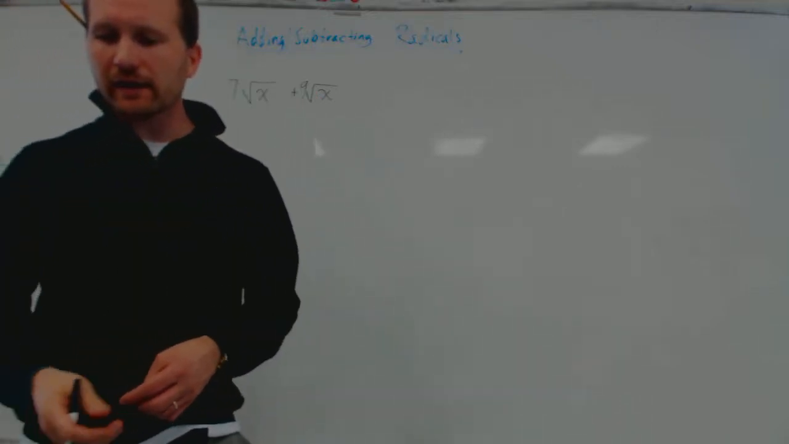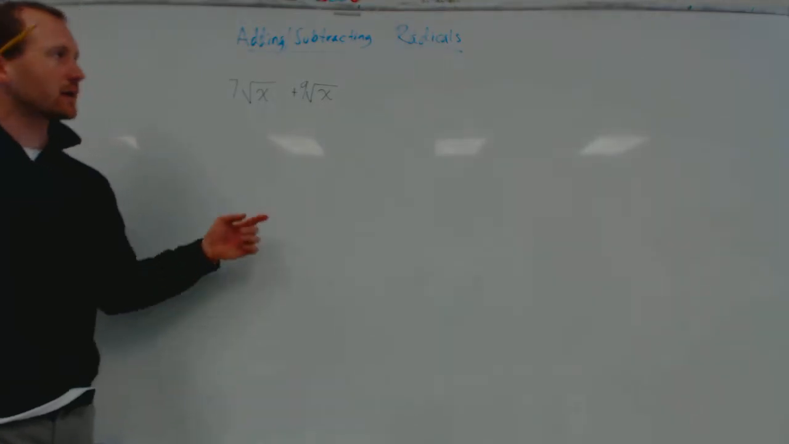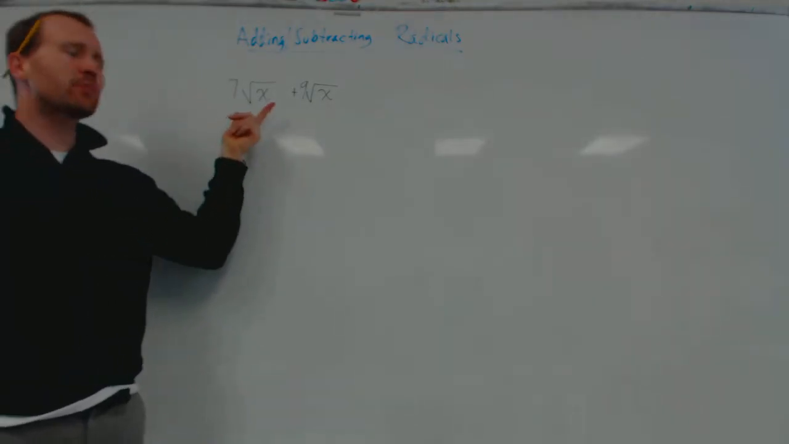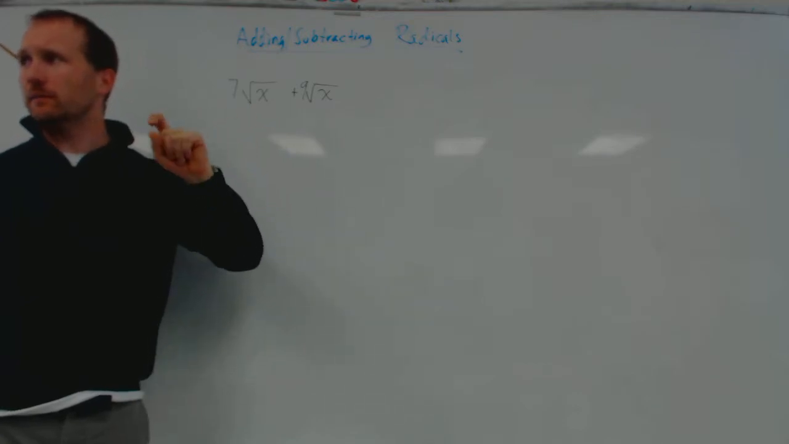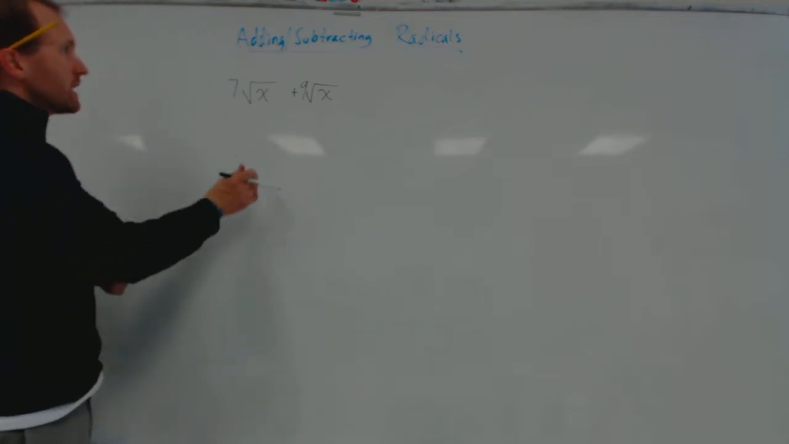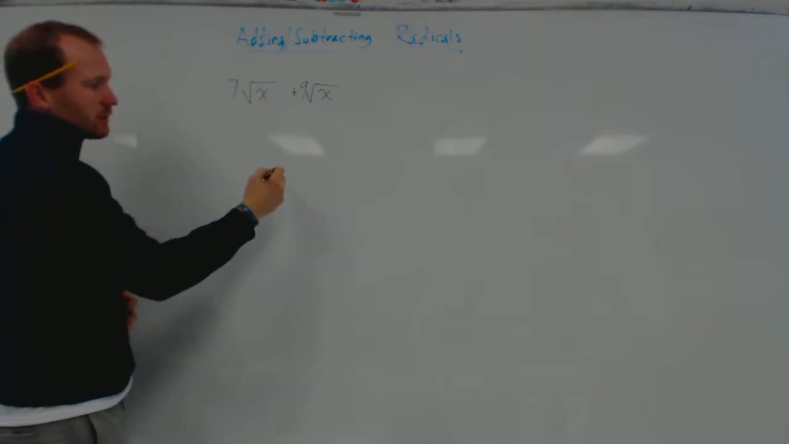Today we're going to talk about adding and subtracting radicals. We've been simplifying radicals, and we've been looking at single terms. For example, 7 times the square root of x. Now, a single term could be very long.